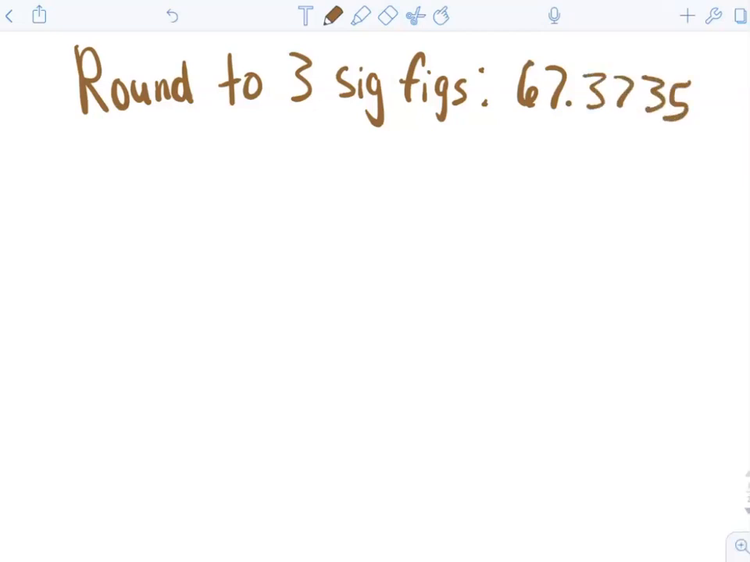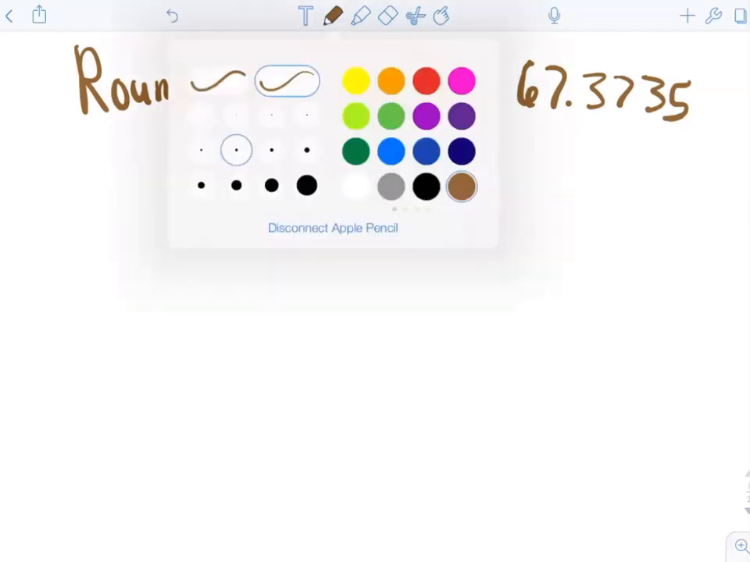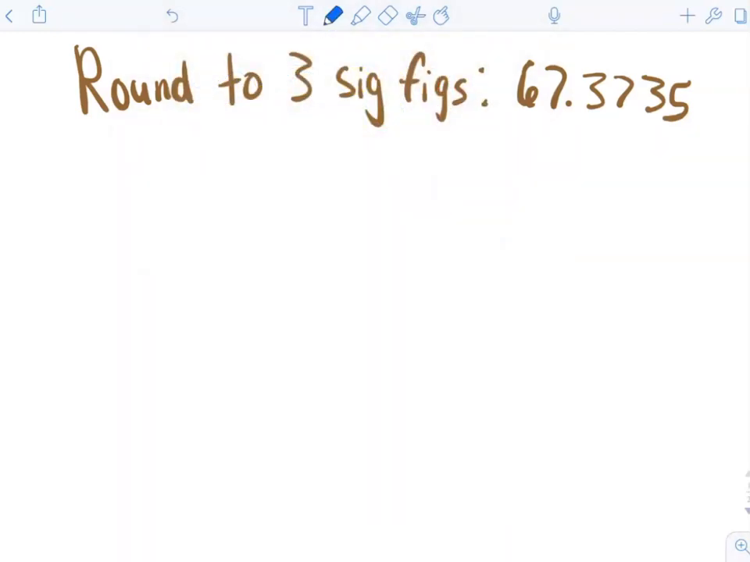67.3735. Okay, well, the first thing that I've got to do is figure out where these 3 digits are. So I know all these numbers fall under that 1 through 9 category. They're all significant, all these digits. So I would go 1, 2, 3.